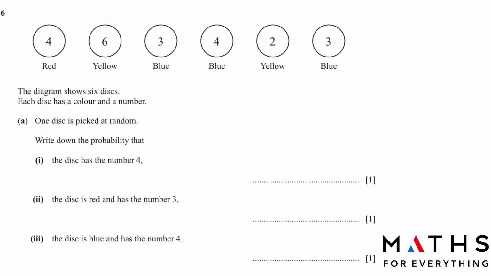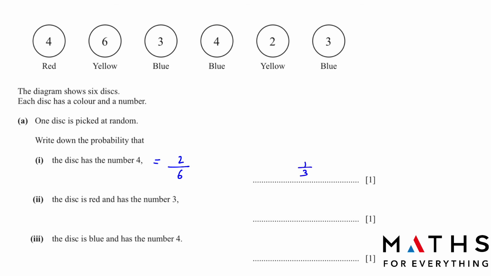Question number 6 is a probability question. One disk is picked at random. Write down the probability that the disk has the number 4. So this is 1, 4 and 1 is here. The favorable outcome we always write on the top. So we have two favorable outcomes over the total outcomes, which is 6. So 2 over 6 is equal to 1 over 3.